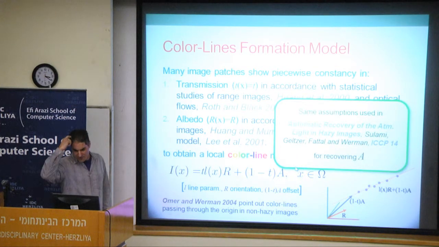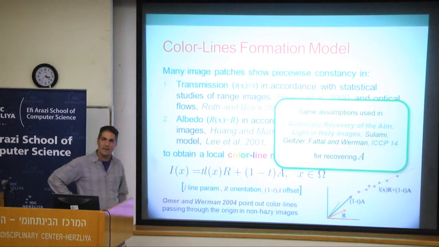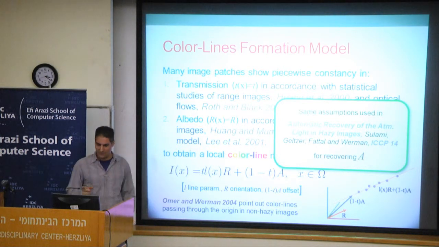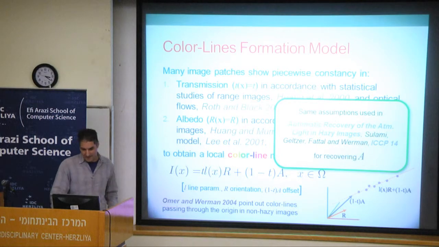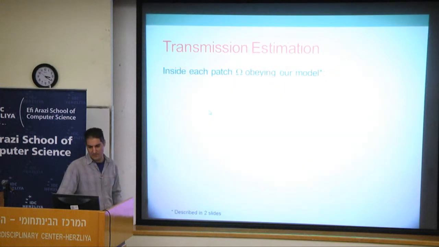Let me also mention another work with Mike and the students, Matan Sulami and Itamar Geltzer, where we've estimated the atmospheric light vector, which is an important vector that one needs before starting to estimate the transmission, dehazing an image, which we presented at ICCP. So that work relies also on these two assumptions.